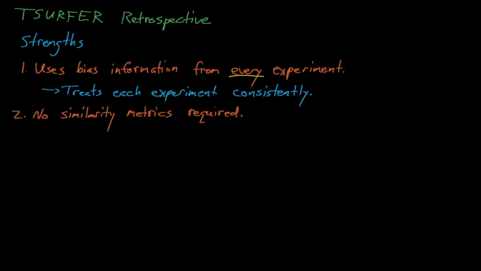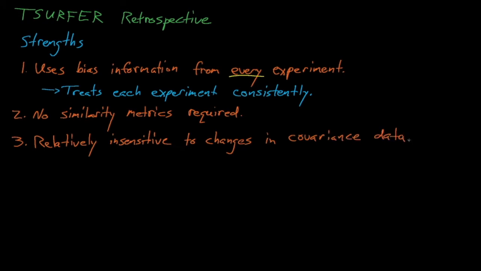Speaking of changes to the covariance data, how do changes to the covariance data affect the TSURFER bias estimates? Studies by Perfetti suggest that TSURFER bias estimates are relatively insensitive to changes in the covariance data, which is another huge positive in favor of these methods. Clearly, I'm a fan of these methods, and personally I feel that they are perhaps the most mathematically rigorous approach for estimating computational biases. However, these methods are not perfect.